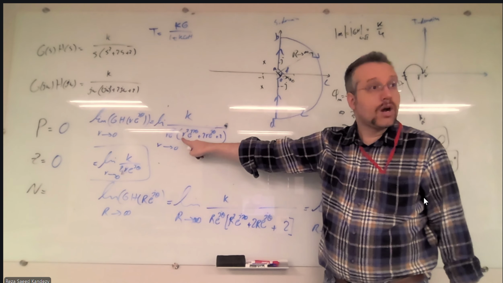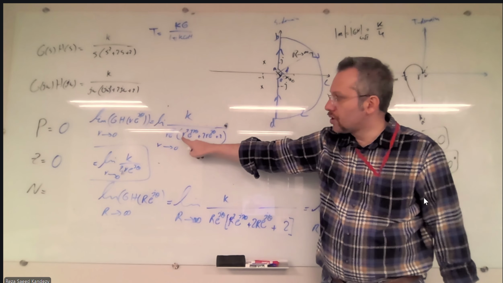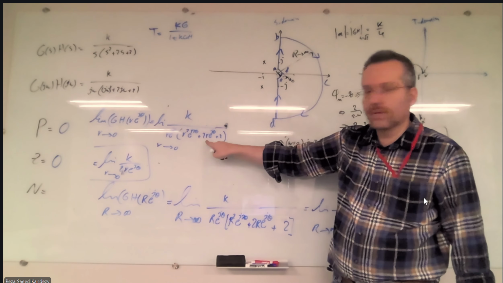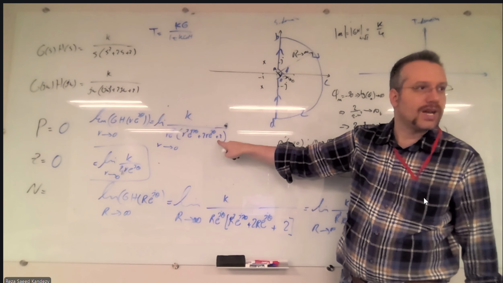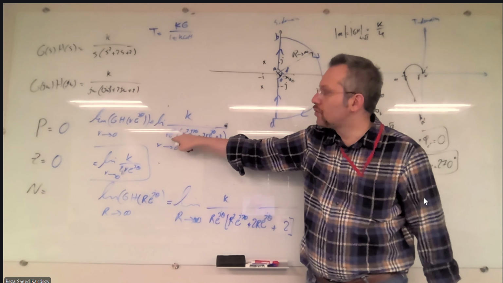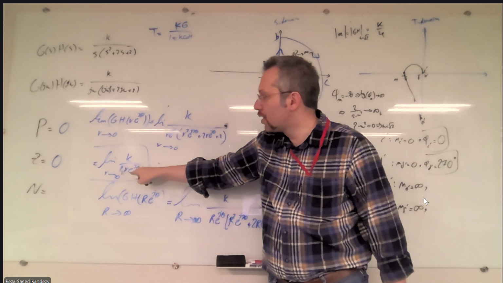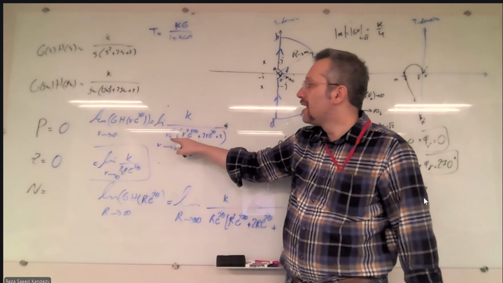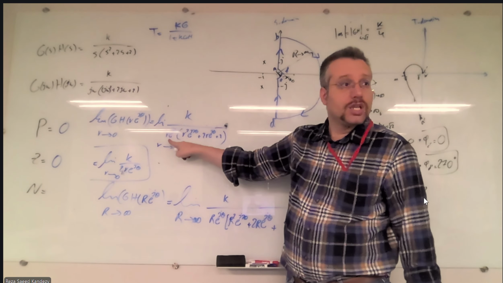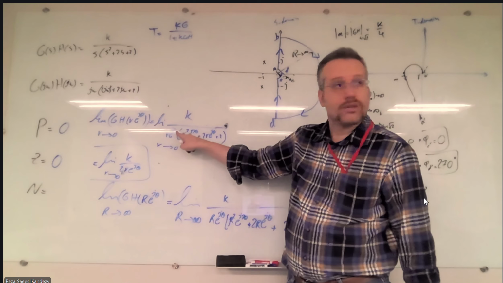As R goes to infinity, R goes to 0. So this one, R squared, basically goes to 0. This one also, so we only have 2. And then we don't want to fully neglect that, so the function would be 2R e^(jθ). The reason that I keep this one is because I need this theta.